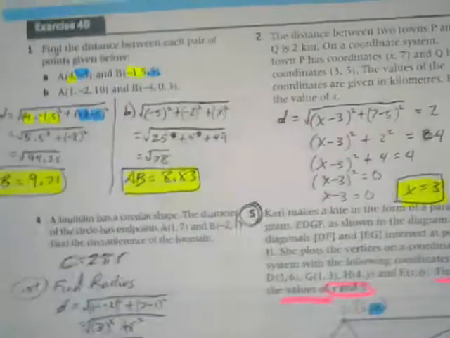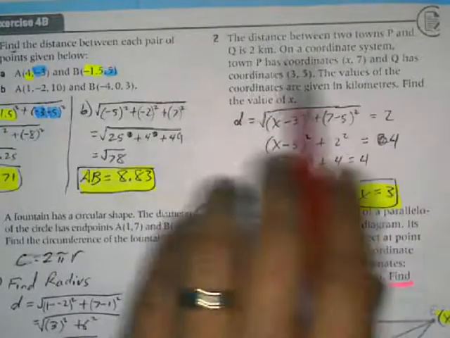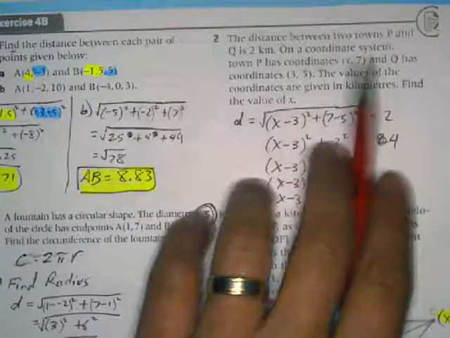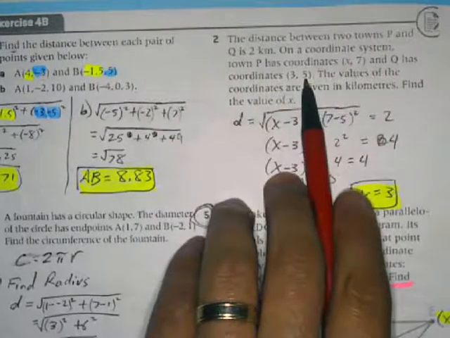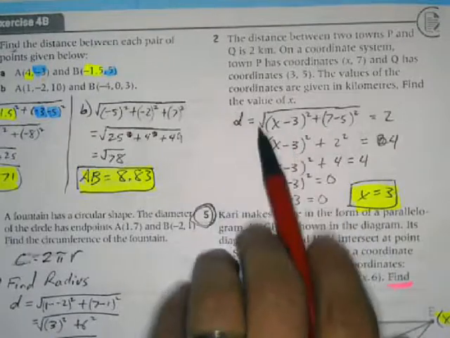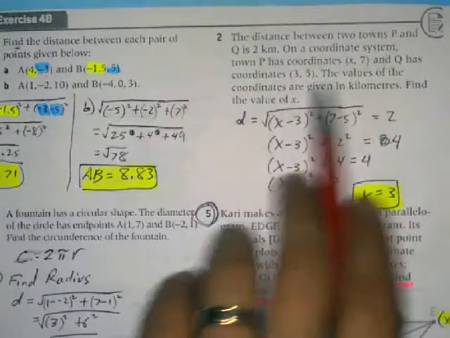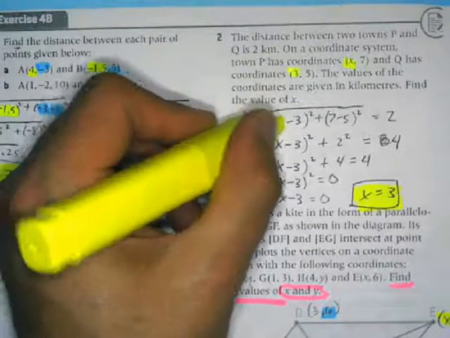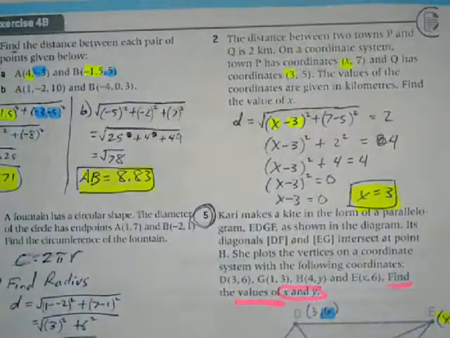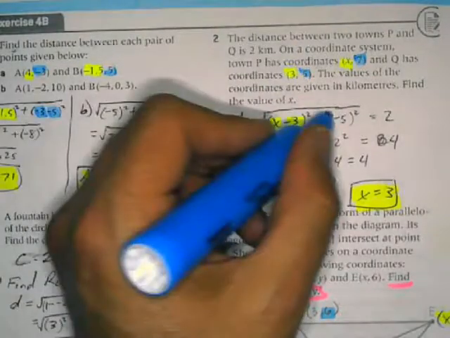Okay, let's look at question 2. The distance between two towns is 2 kilometers, and the coordinates are (x, 7) and (3, 5). So here we go. Here's our square root formula. We know that the distance is 2. The difference from our x values is going to be x minus 3, right? The difference of the y values is 7 minus 5, right?